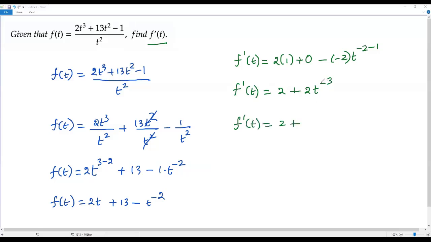Usually when we give an answer for a question, we don't give it with a negative exponent, but here this t has a negative exponent, so we have to make this negative exponent positive. I have already said the reason: if I want to change the sign of the exponent, I have to move this to the denominator. When I move this t to the negative third power to the denominator, automatically the exponent will change its sign, then we'll be getting t cubed in the denominator. So now I got the derivative of the given function, that is f prime of t equals 2 plus 2 over t cubed.